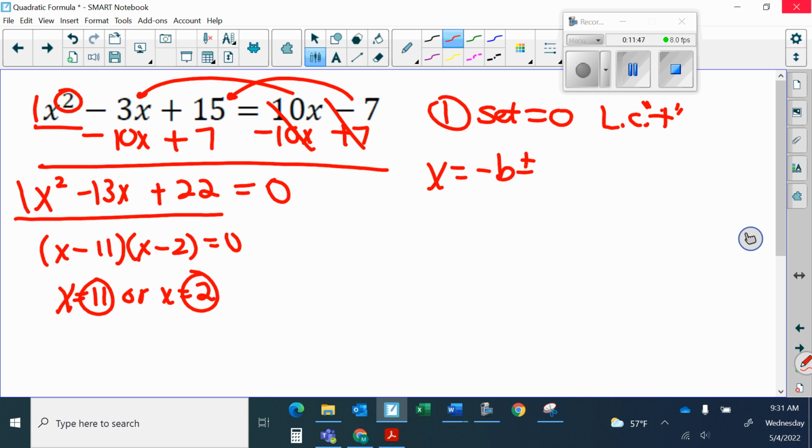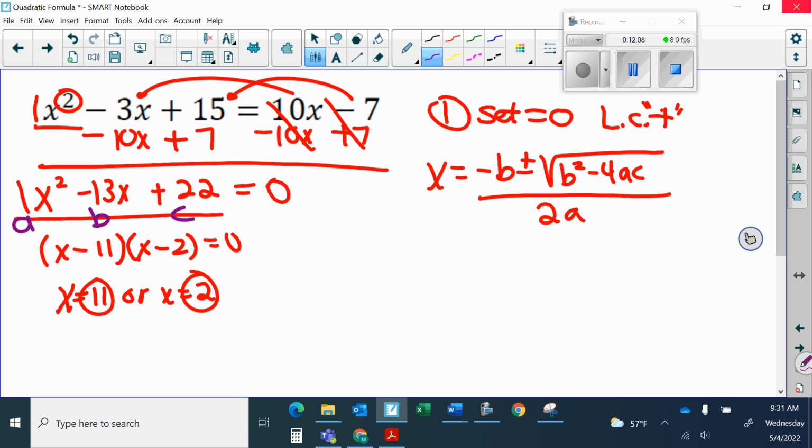Negative b plus or minus the square root of b squared minus 4ac, all over 2a. Start saying that over and over. Get it memorized. Okay, that's how you memorize it. You say it over and over. All right. Remember, I can go ahead and identify my a, b, and c right there to fill in.